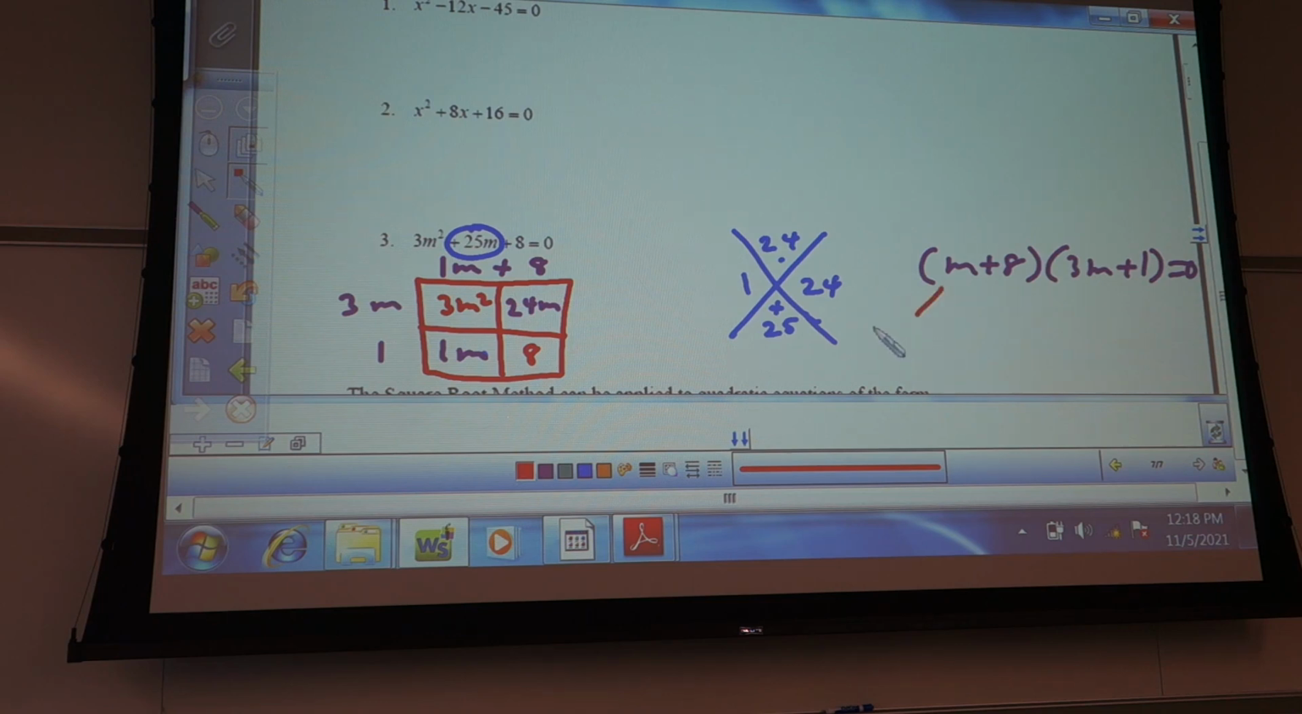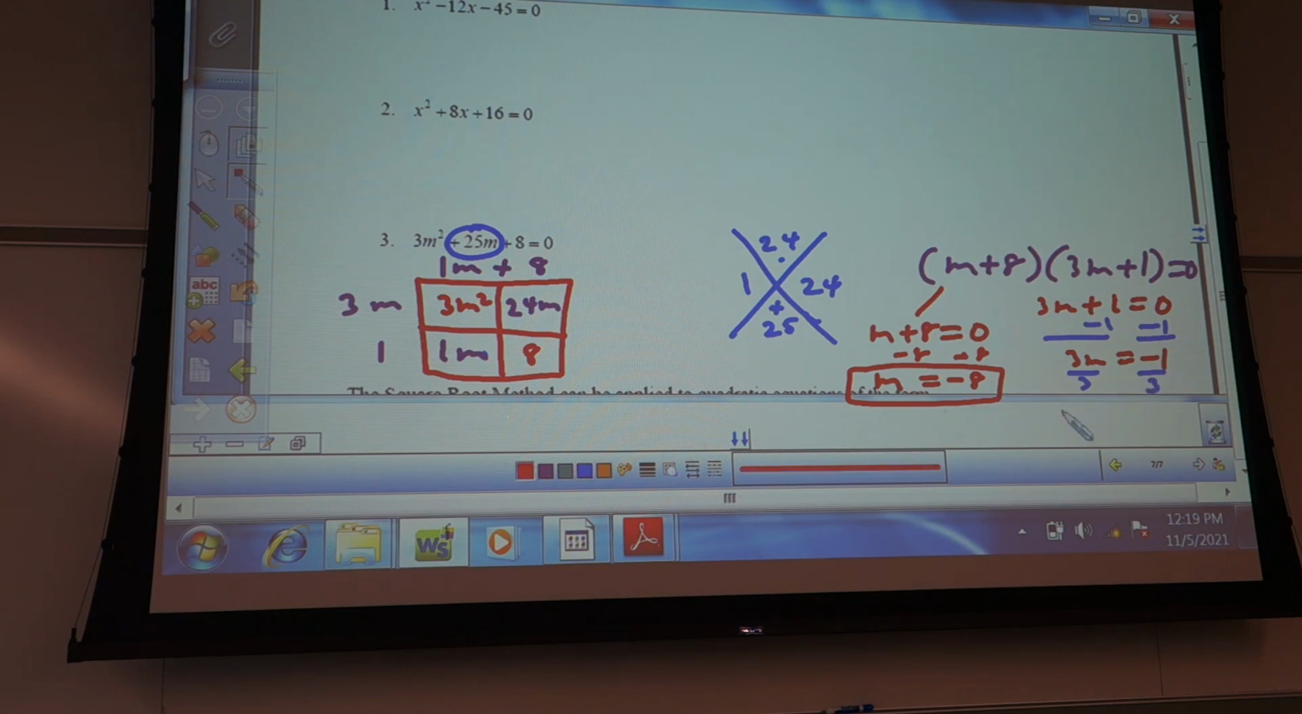So do m plus 8 equals 0, and then I would subtract 8 from both sides, so that would equal m equals -8. Great, and the other one? And then I did 3m plus 1 equals 0, and then I subtracted the 1 on both sides. Mm-hmm. Okay. And then I got 3m is equal to -1, and then I divided by 3 on both sides.